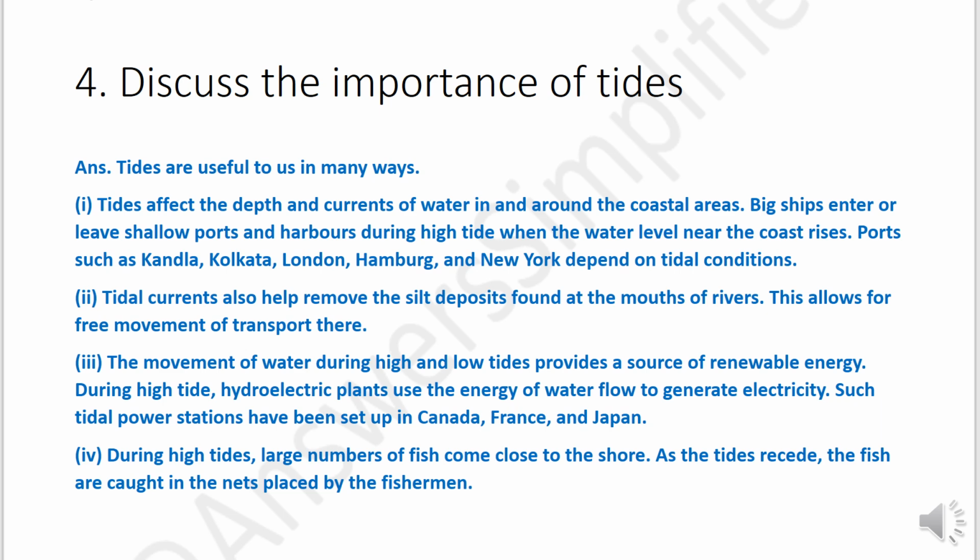During high tides, large numbers of fish come close to the shore. As the tides recede, the fish are caught in the nets placed by the fishermen.